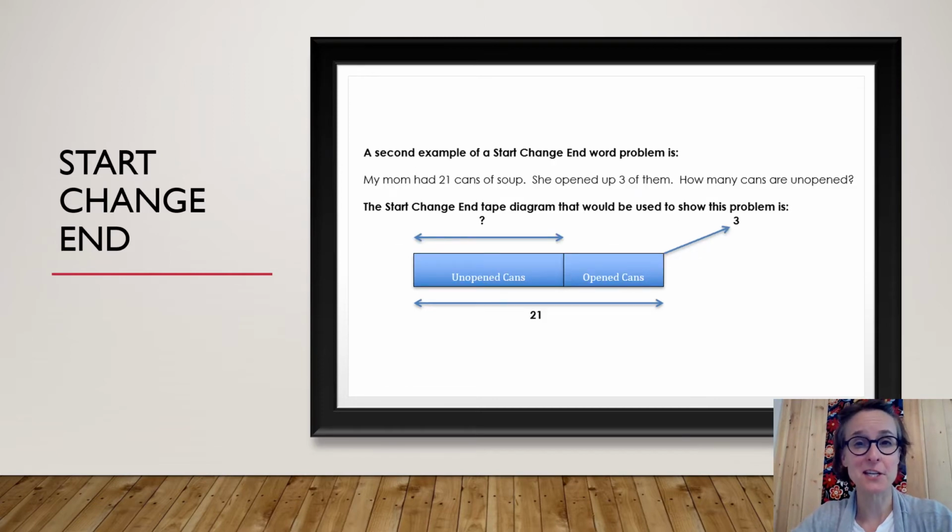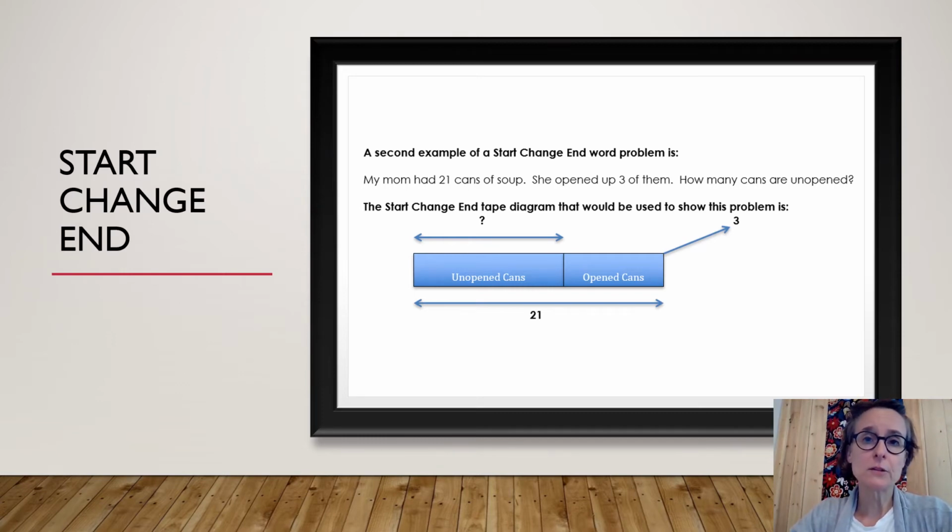Here's another start, change, end problem. My mom had 21 cans of soup. She opened 3 of them. How many cans are unopened? When I visualize, again, I see some action. I see my mom opening some cans.